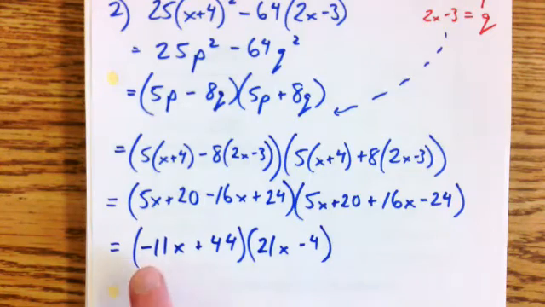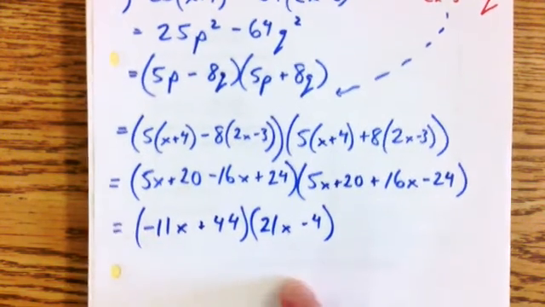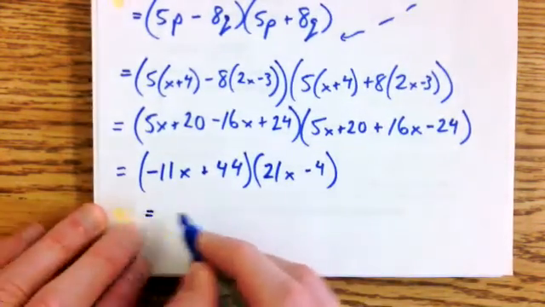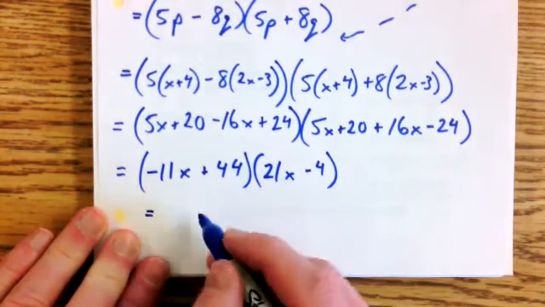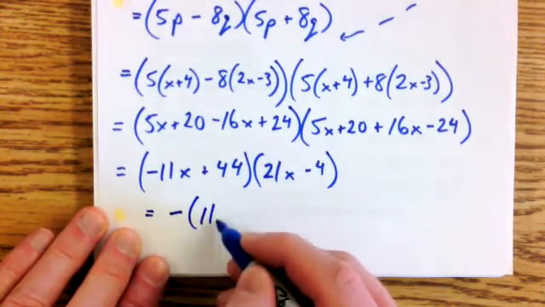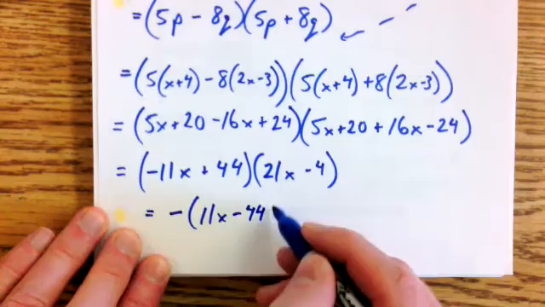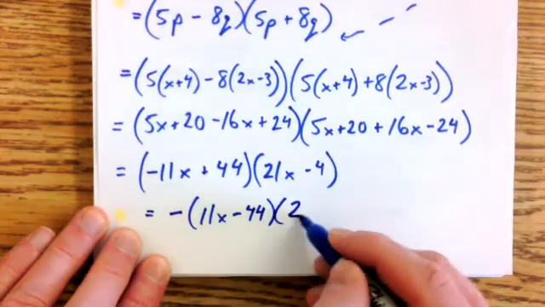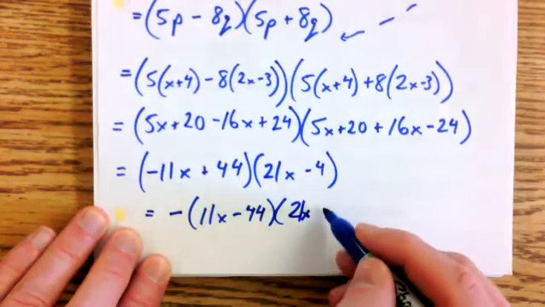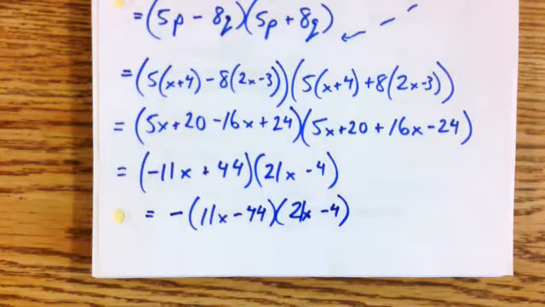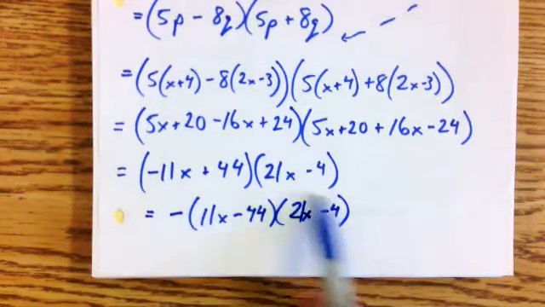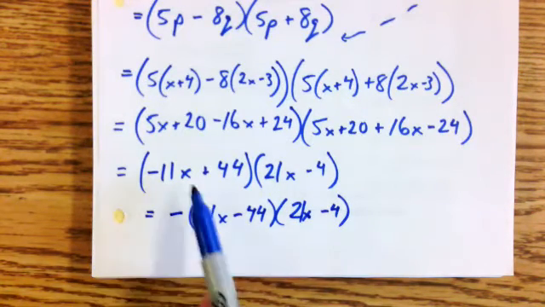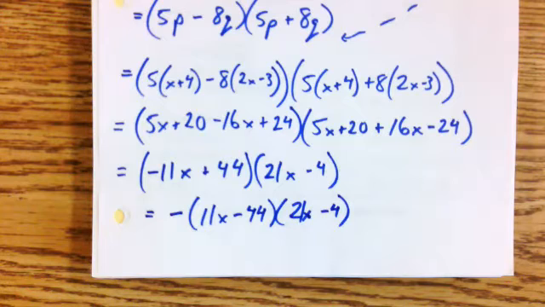And if that really bothers you, you could write the final answer like this. You just pull a negative out of this set of brackets. Pull a negative out, so it becomes 11x minus 44, right? Because all the signs inside change. 21x minus 4. You don't need to do this, but you can if this makes you feel better and will help you sleep at night.